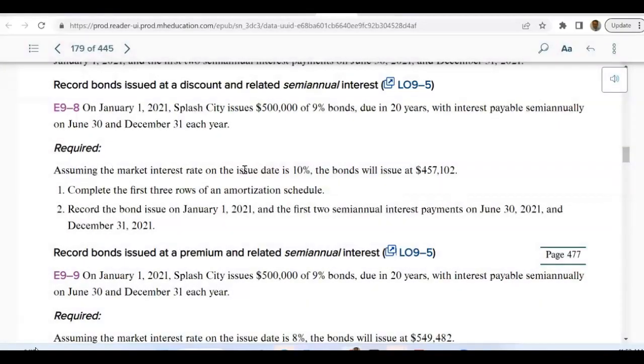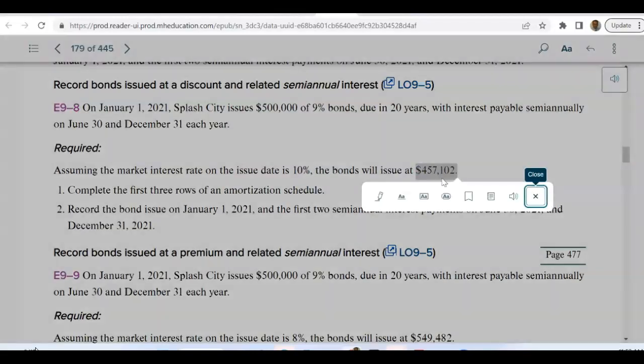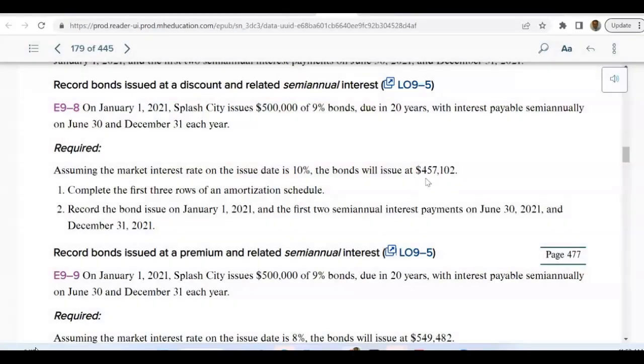Okay, assuming the market interest rate on the issue date is 10%, the bond will issue at 457,102. So the bond is issuing at what? 457. How much is the bond itself? 500. That means the investors invest today $457,000, but 20 years from now, they're going to get their $500,000 back. You see, they get a discount today.